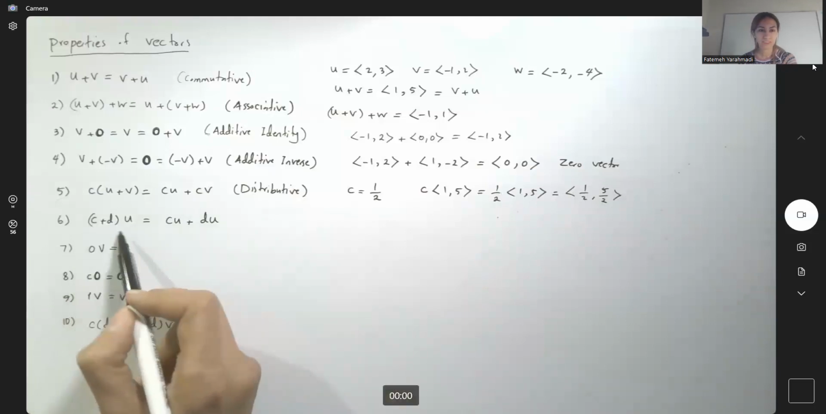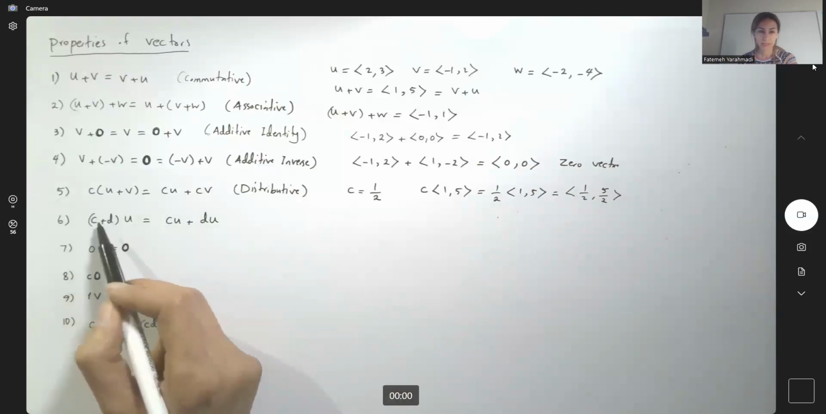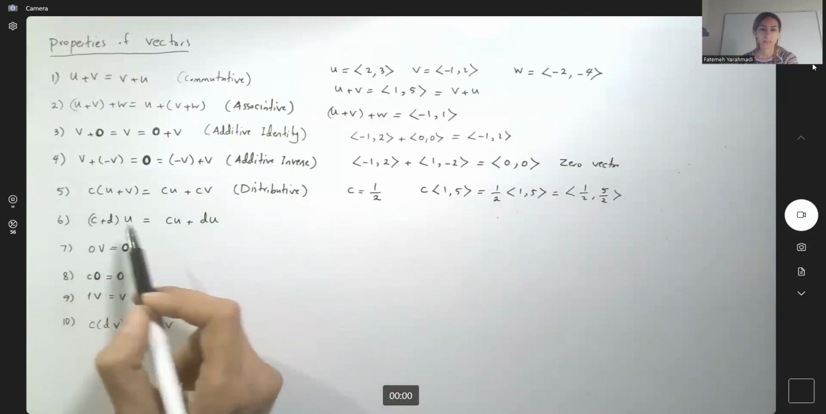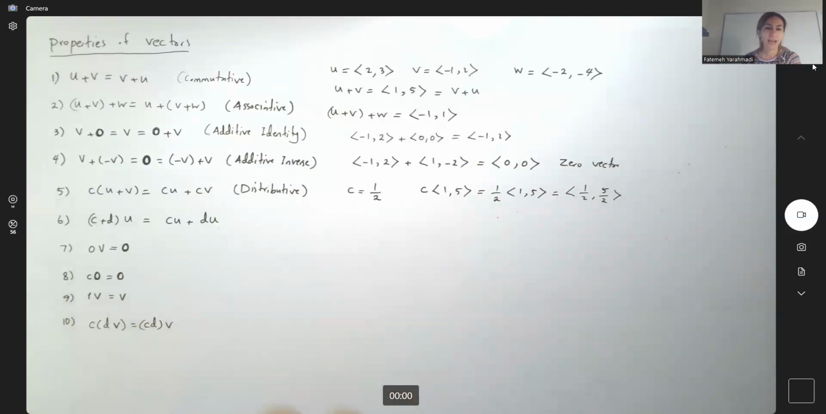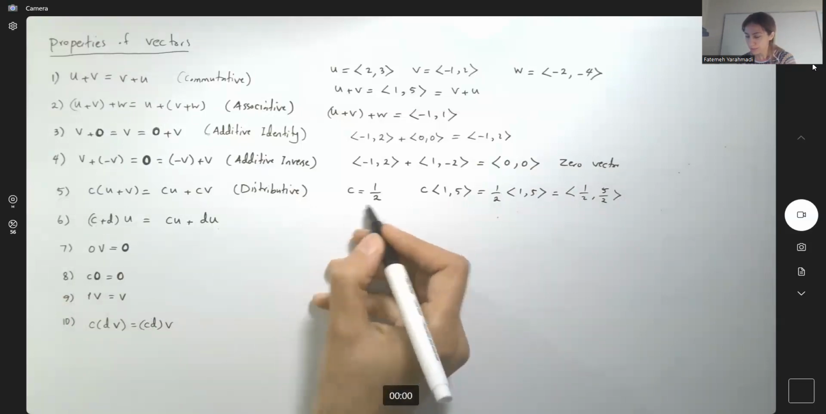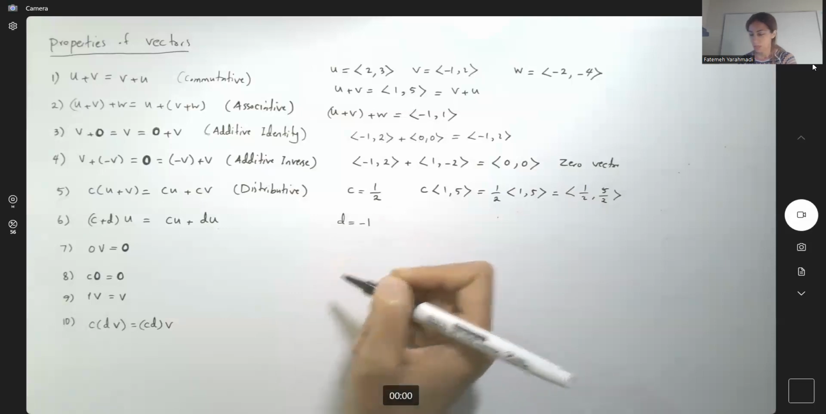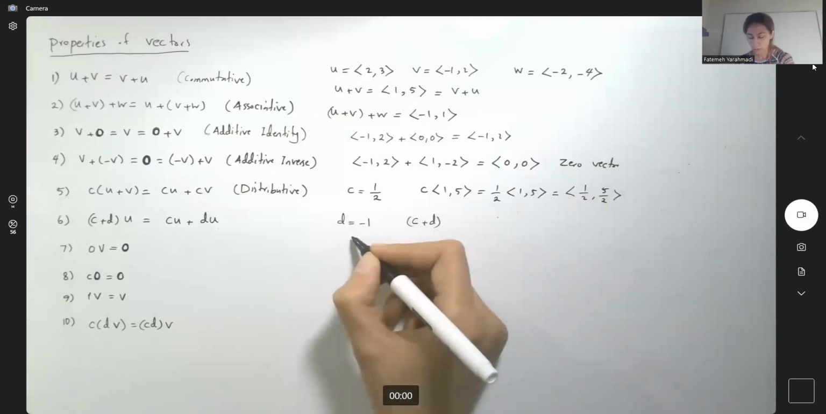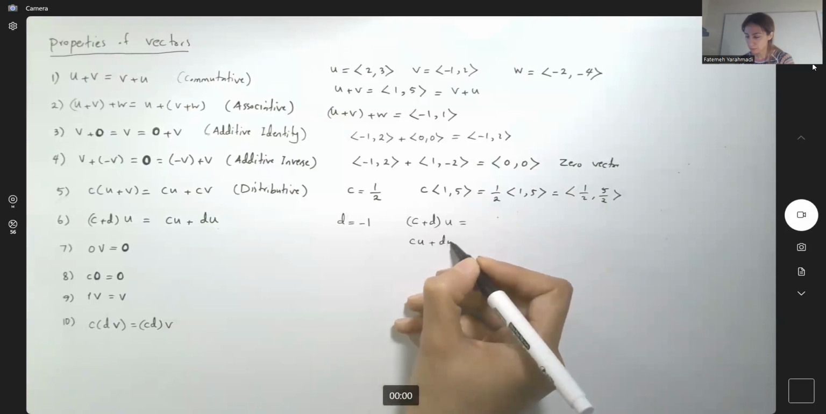If you have 2 scalars and add them together and define a scalar multiplication by any vector, it is basically saying that I'm taking each one of those scalars and finding a scalar multiplication for each one of them separately and then adding them together. For example, c is a half and d is equal to negative 1. If I add c and d and then multiply by vector u, this must be the same as cu plus du. Let me show you.